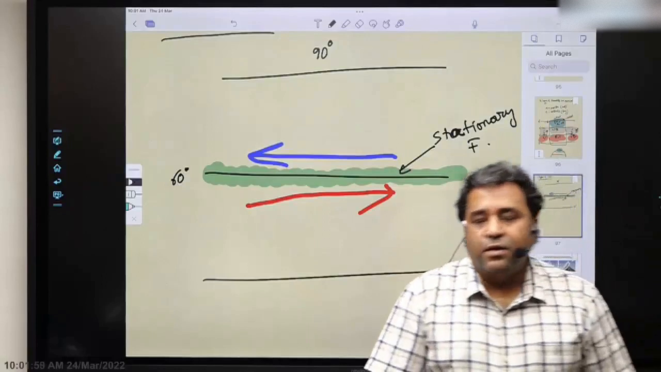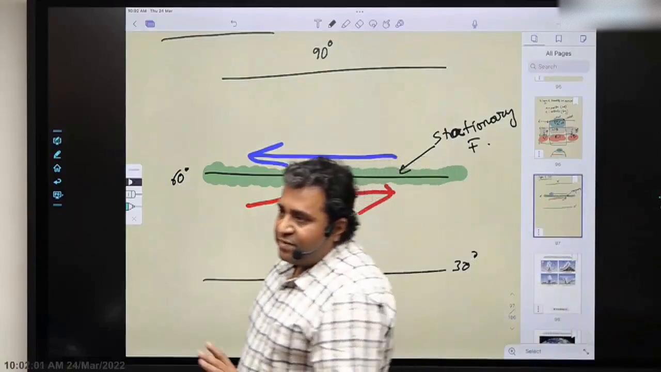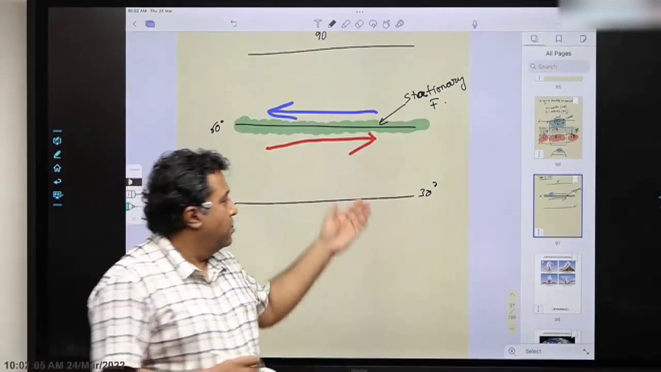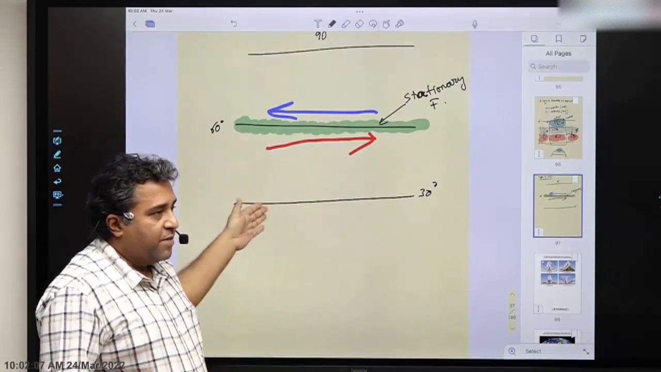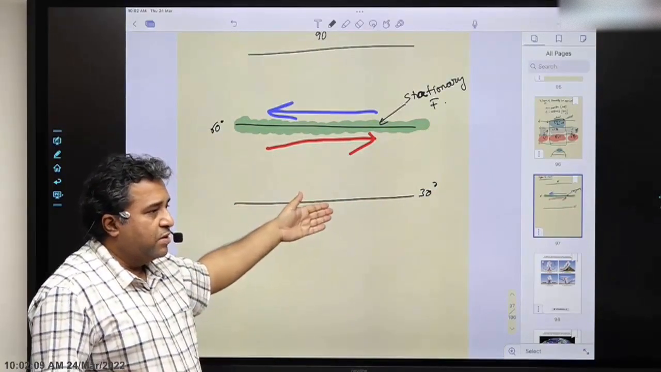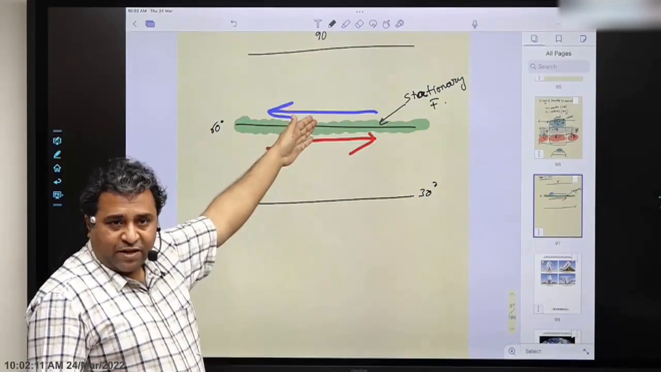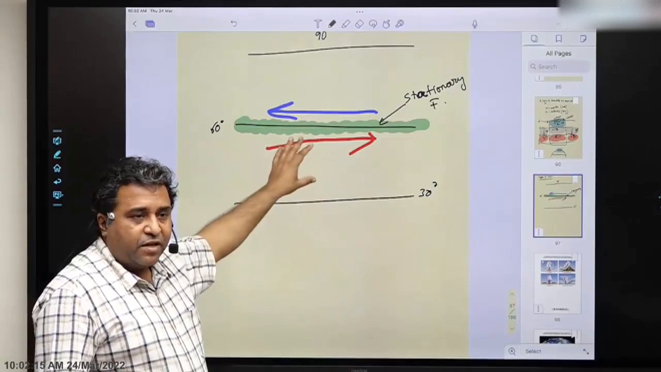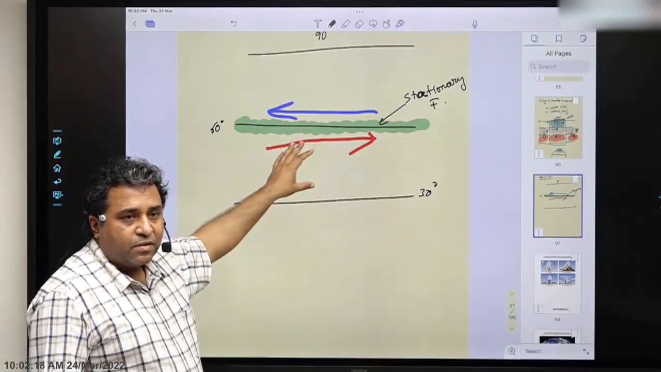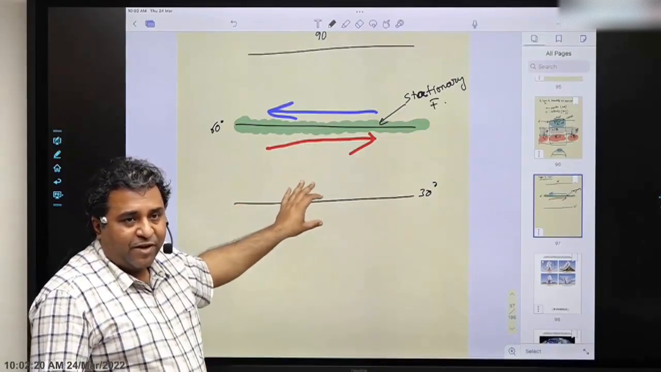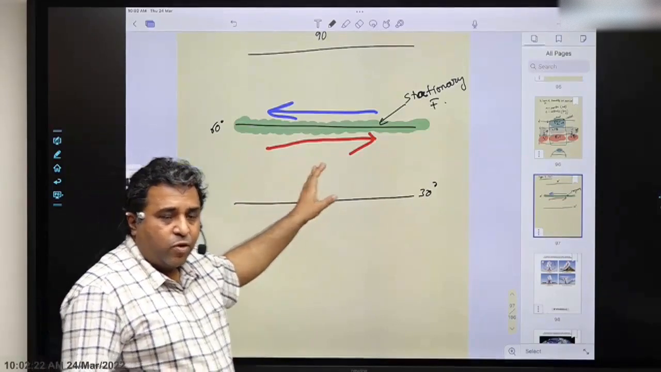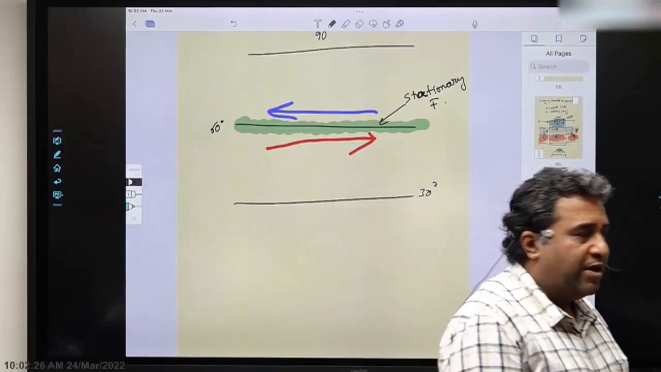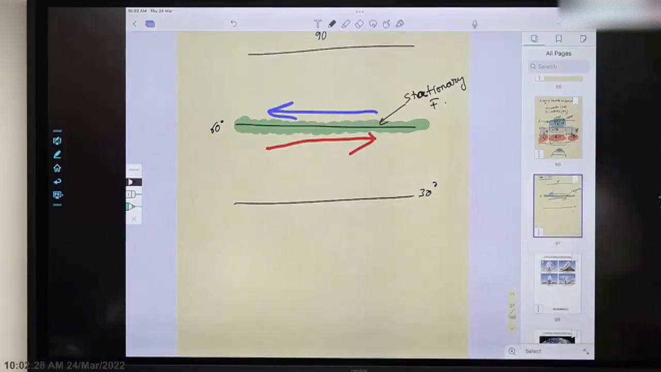Is this all right? Clear? So do we understand the stationary front? Similarly, you will have a stationary front between this and this. यहाँ पे भी एक 30 डिग्री पे भी stationary front होगा. So this one is called the polar front. This one is called the subtropical front. At 30 degree, between which two air masses? Polar and tropical air mass. So there will be a front there also. We call it the subtropical front.